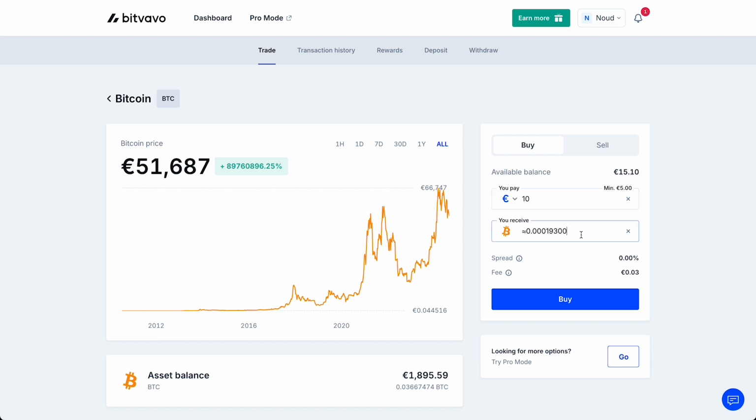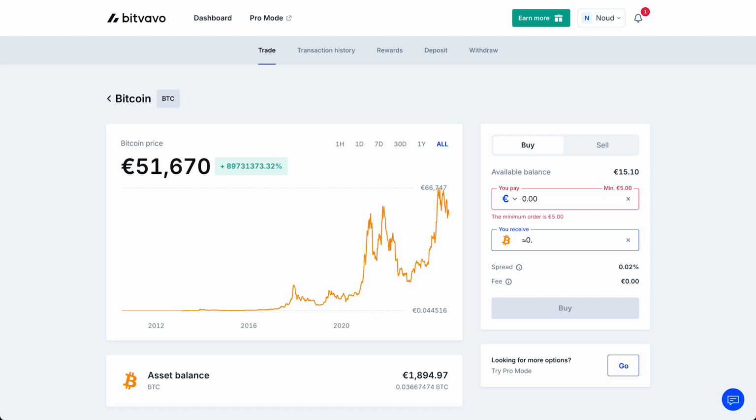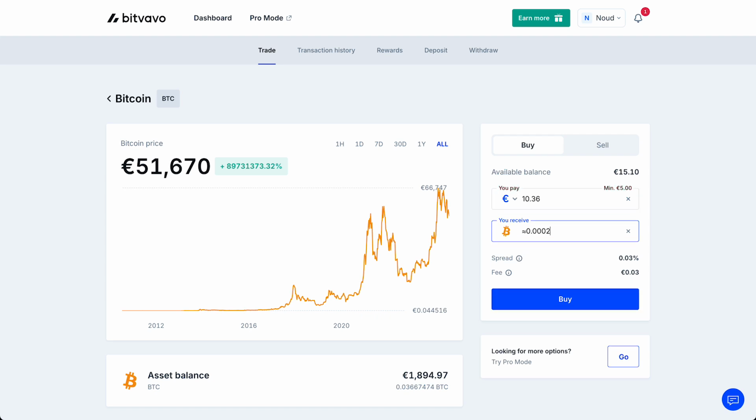But if you just want to buy, for example, you can also type it like this, 0.0002. Now I buy this amount of Bitcoin, which is the equivalent of 10 euros and 37 cents. Keep in mind that you need to have a spread as well as a fee to pay of 3 cents in this case. So one way to save some money on fees is by going to the pro mode.